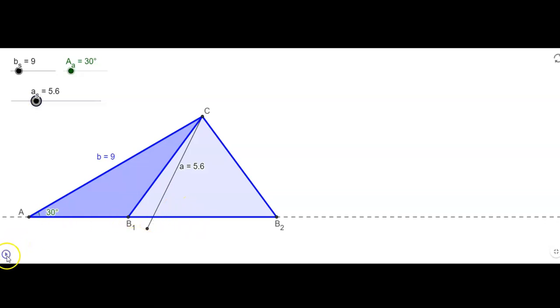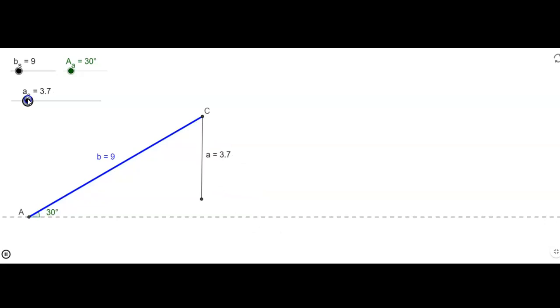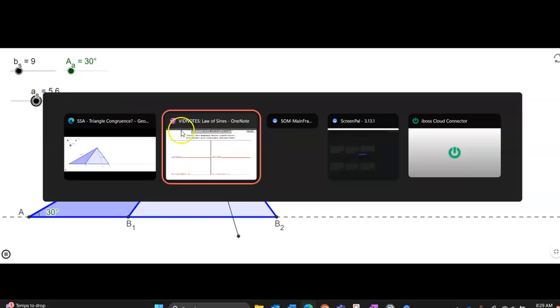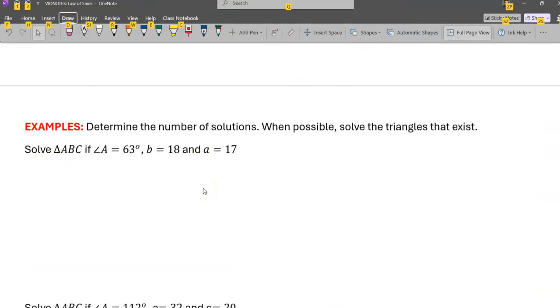Now, you might not see this here. Let me play the animation. As this 5.6 swings, see how it touches that point and that point. So we can have this triangle right here that I'm tracing out, or we can have this much larger triangle that we're tracing out. So 0 solutions, 1 solution, or 2 solutions in that case. So let's talk about how we can determine that in some problems.